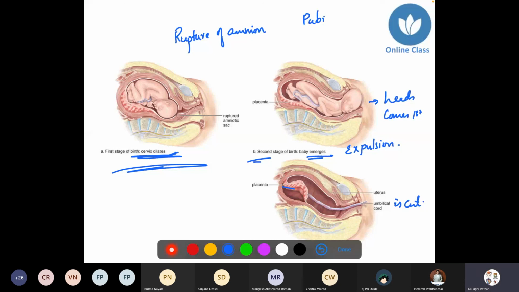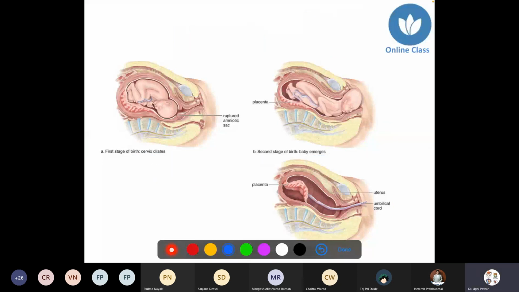Any doubts? Pubic symphysis. Which hormone relaxes the pubic symphysis? Relaxin, in the pelvic region, right? Relaxin loosens the pelvic ligaments so that there can be easy birth. So the vagina and cervix together are known as the birth canal. Do you remember vagina and cervix? Yes, relaxin. Very good. Clear?